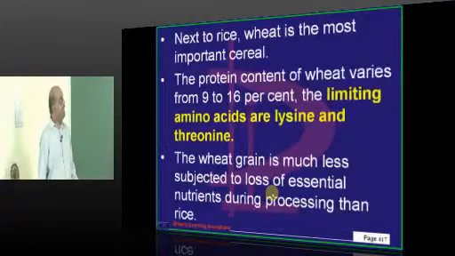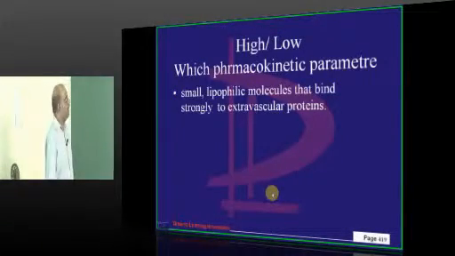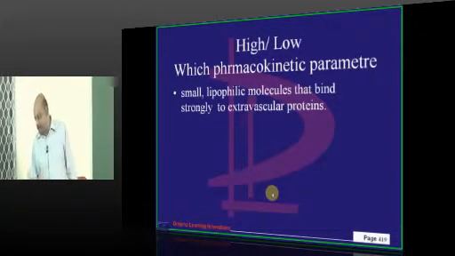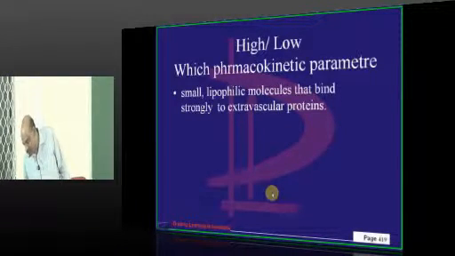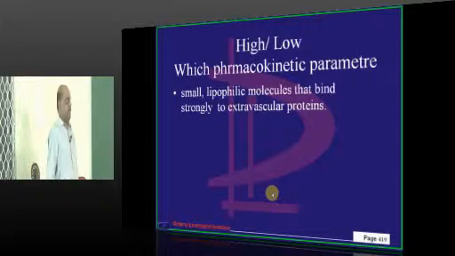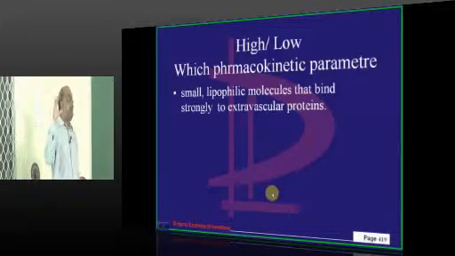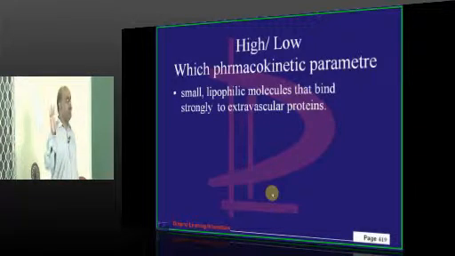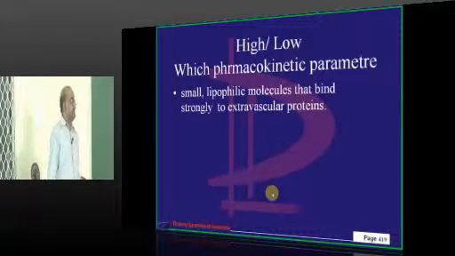In wheat, it is the lysine which is limiting. Okay, doc. You need to give me one confident answer. One confident answer. Small lipophilic molecules which bind strongly with the extravascular proteins.